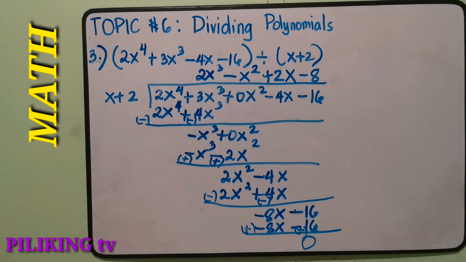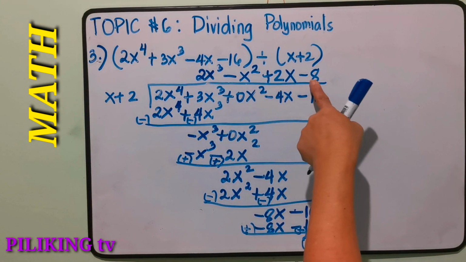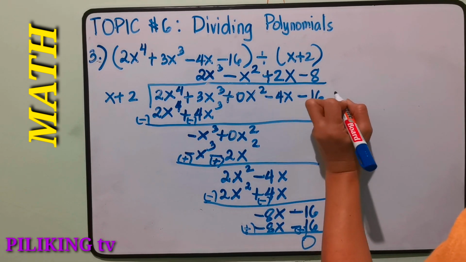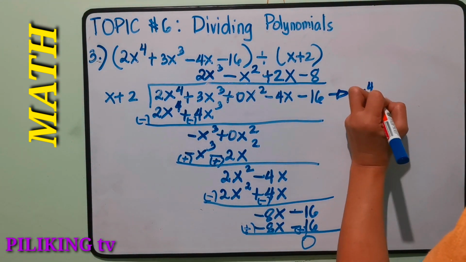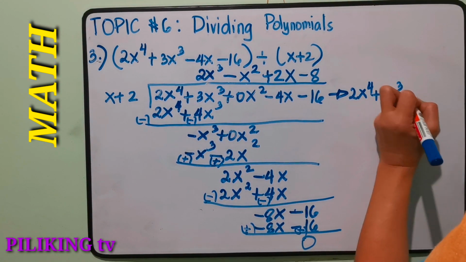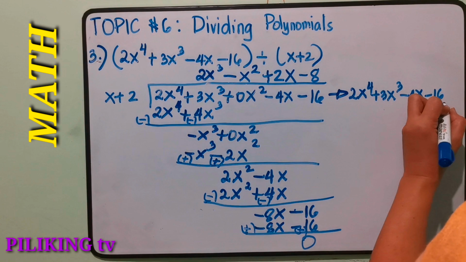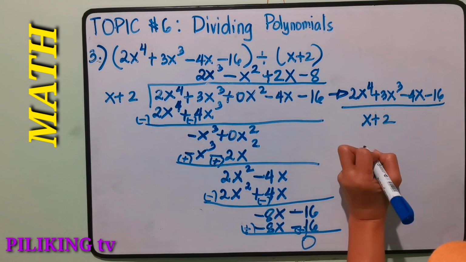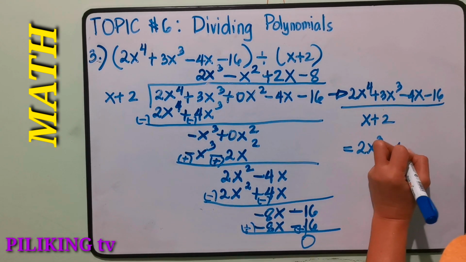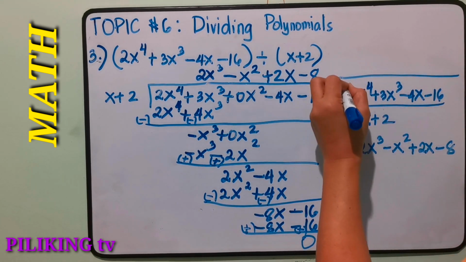Okay, so our final answer now is 2x cubed minus x squared plus 2x minus 8. So we can write it as 2x raised to 4 plus 3x cubed minus 4x minus 16, over x plus 2. That is now equal to 2x cubed minus x squared plus 2x minus 8. So this will be the final answer.